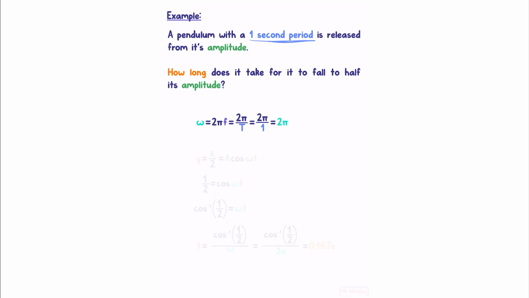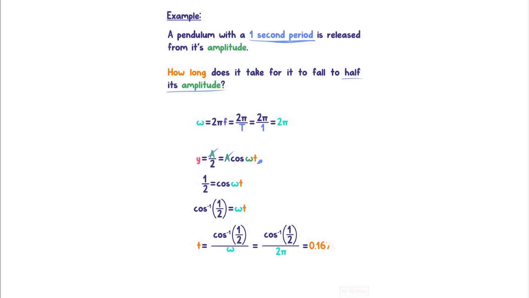Now to relate our time and our displacement, we can write the equation that when our displacement is the amplitude over 2, half the amplitude, that is equal to our equation A cosine omega t, where t is what we're trying to find. Solving this for t, we can first divide out our amplitude, take the inverse cosine of both sides, and then divide both sides by omega and swap them around. Substituting in our omega gives us 0.167 seconds.